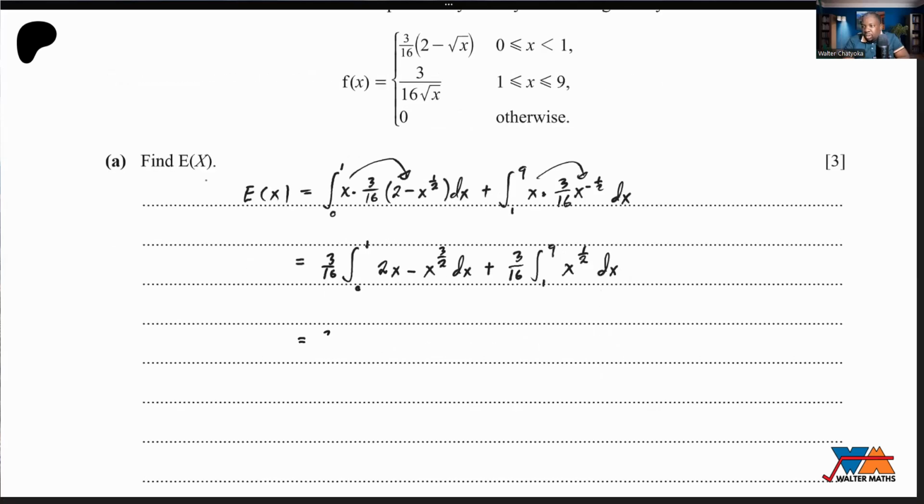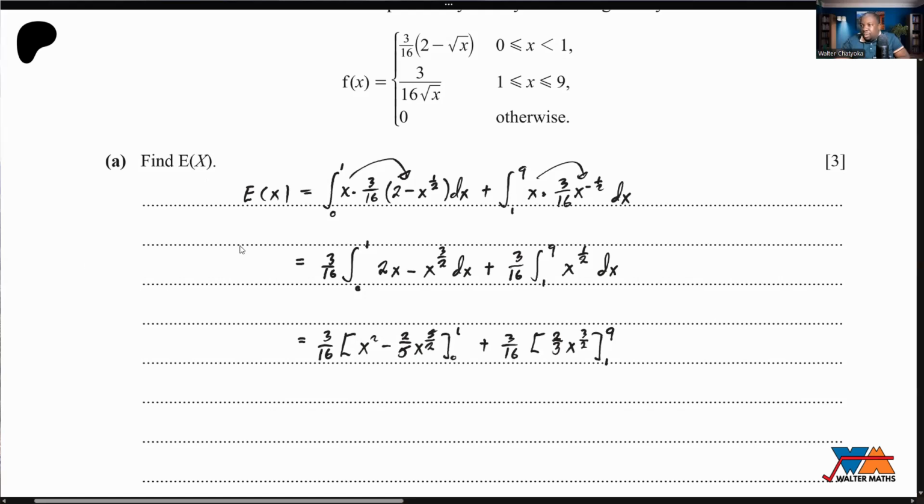Integrating here, we have 3/16 of, integrating 2x gives us x squared, minus, and integrating x to the power of 3 over 2 gives us 2/5 of x to the power of 5 over 2, from 0 up to 1, plus 3/16 of, and integrating x to the power of a half gives us 2/3 of x to the power of 3 over 2, and the limits are 1 up to 9.